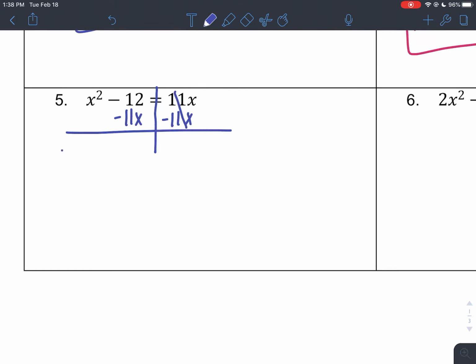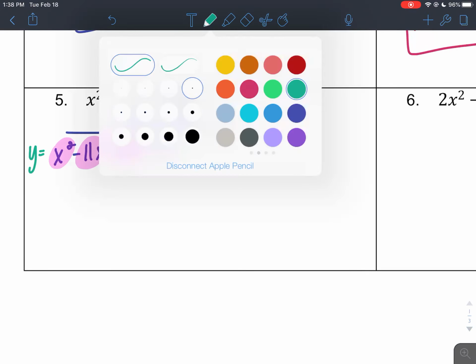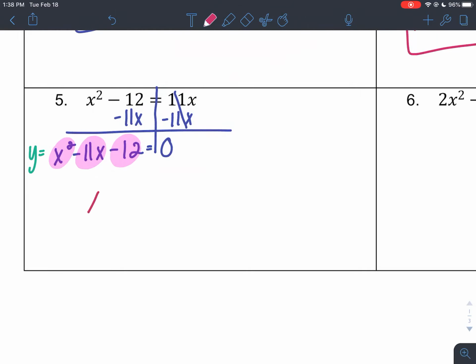When I rewrite this out, I'm going to go ahead and write it as x squared minus 11x minus 12 is equal to 0, because I want my x squared term first, then my x, then my number. From here, we can go ahead and plug this into y equals and solve for our two solutions. Okay, so taking a look at this one, we're going to plug it in.